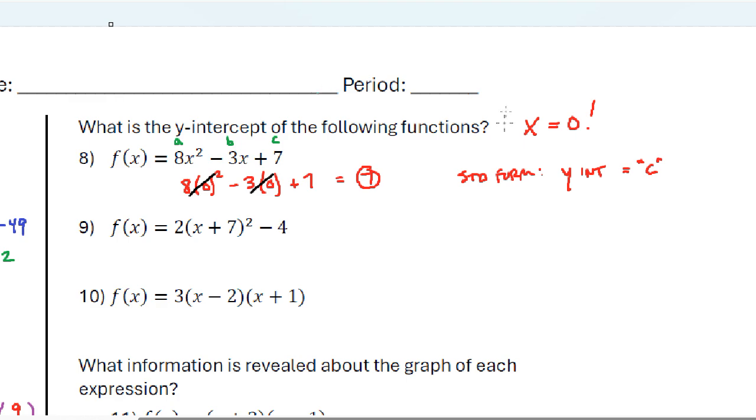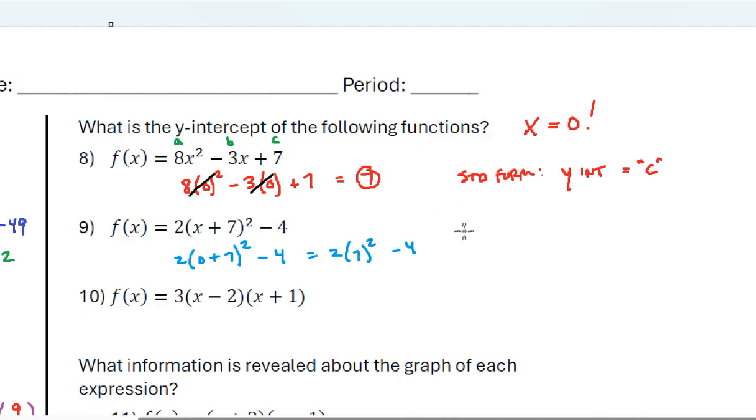All right, let's take a look at vertex form. Same thing applies, class. You're going to plug in your x value of 0 and solve for y. Pretty darn easy to do. This one can be a little bit misleading, so be careful. This squared value doesn't change to 0 in this case. It's actually 0 plus 7. So you've got 2 times 7 squared minus 4.